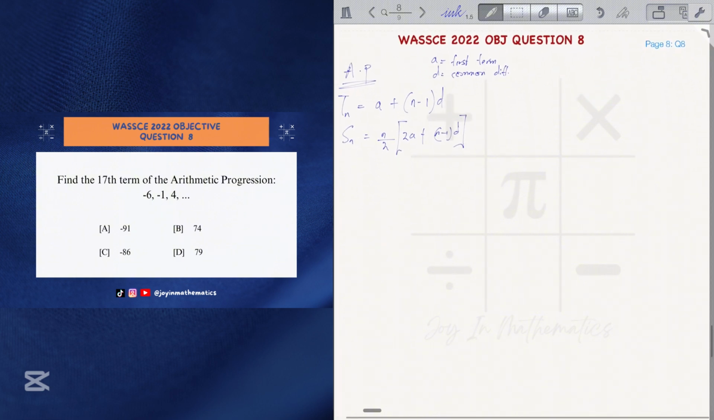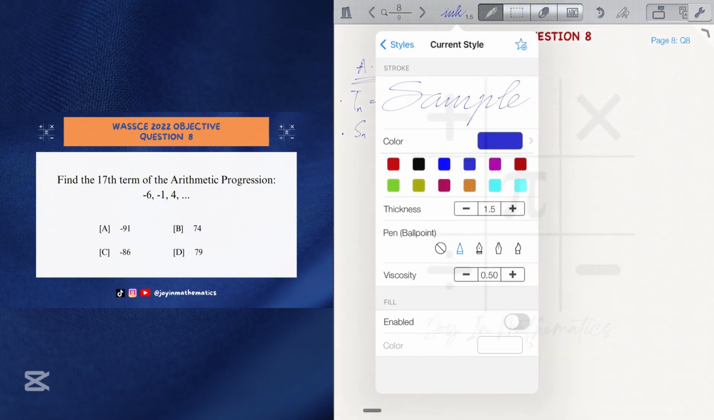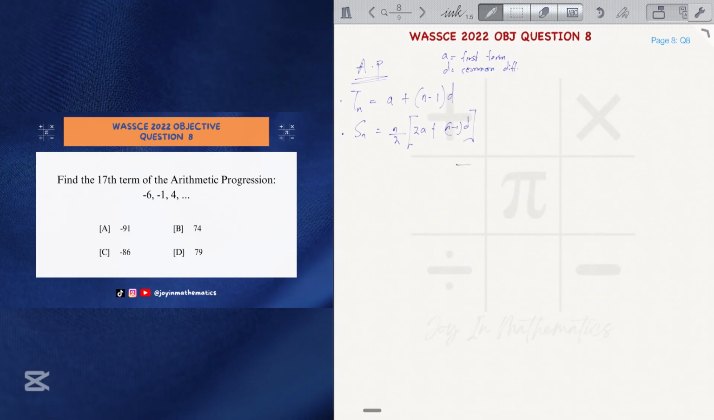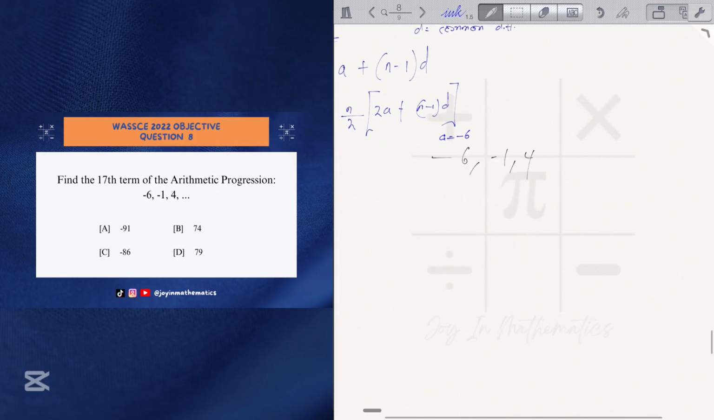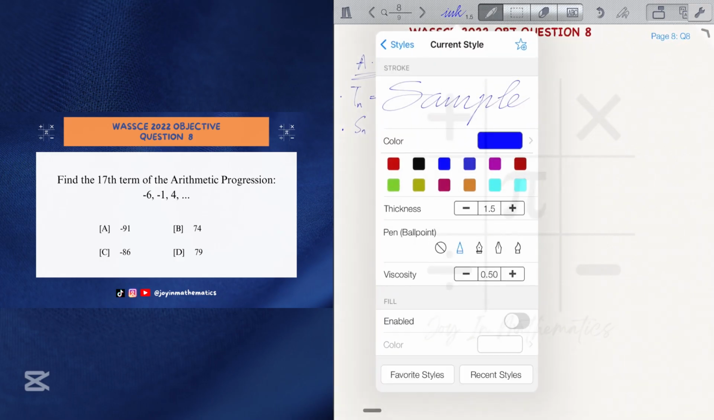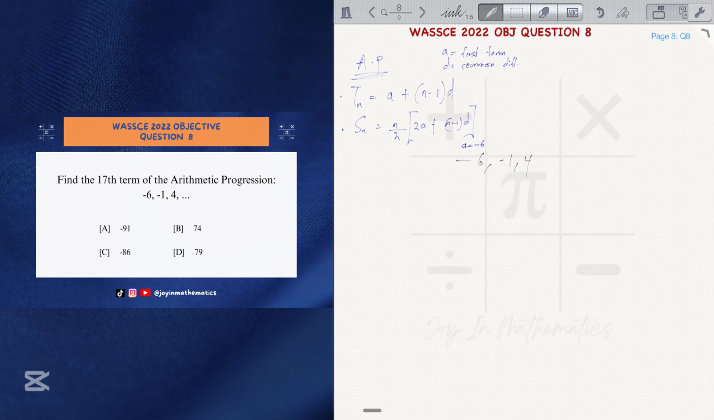And begin. So we're given -6, -1, and 4. Now if we look closely, the first term in this case is -6, so a is equal to -6. Let's write it on top of it, which is the first term. A is equal to -6. Now with that done, how then do we find the common difference? The common difference is simply the difference between two consecutive terms.